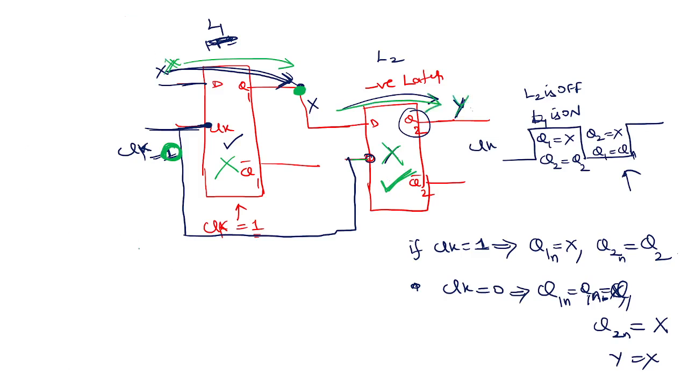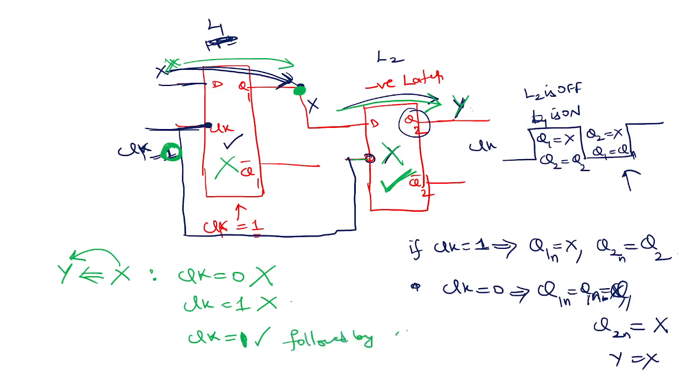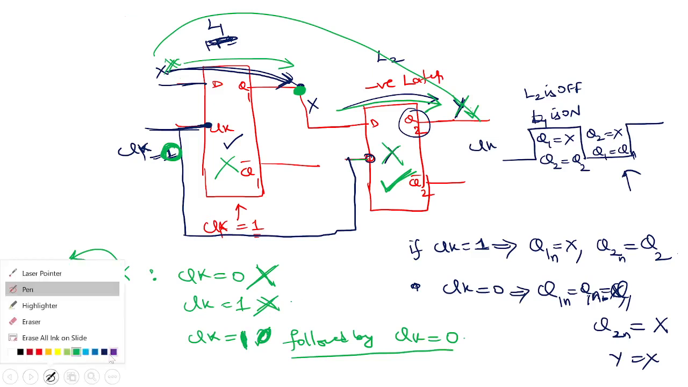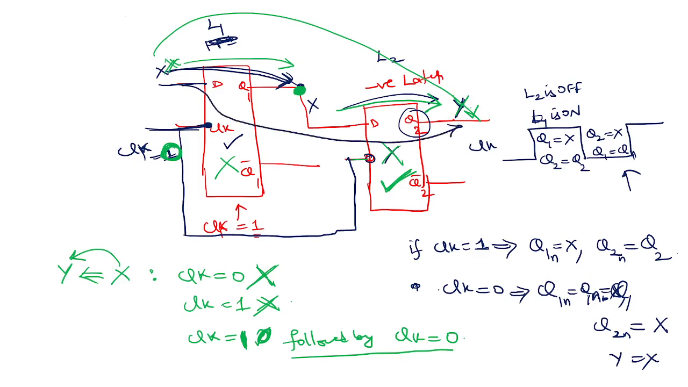To put it in a nutshell, if you want to transfer the data from input to the output, what should I do? If I give clock equal to 0, it doesn't happen. If I just give clock equal to 1, it doesn't happen. I should give clock equal to 1 first, followed immediately by clock equal to 0. If I give clock equal to 1 followed by clock equal to 0, then the data will be transferred from the input node to the output node. So Y equal to X happens only when clock goes from 1 to 0.